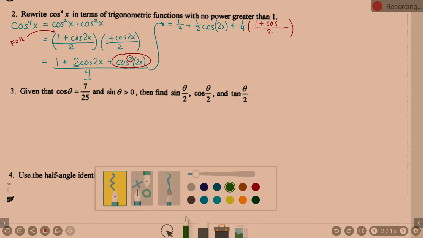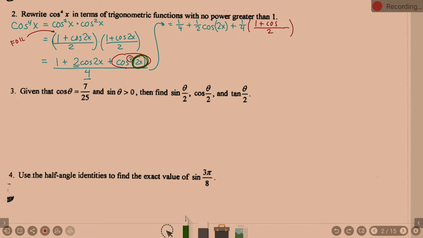What's in my variable position? 2x. When you look at the identity up at the top, what's in this position in the identity? What's it say up top? It says cosine squared of u. If you look at the identity at the top of your paper, it says cosine squared of u. We essentially have 2u, which makes a difference here. So this is a trick.